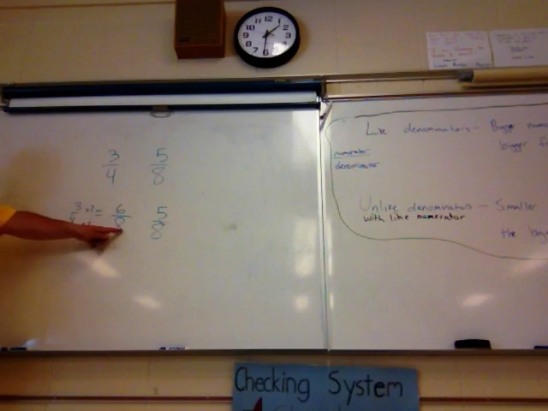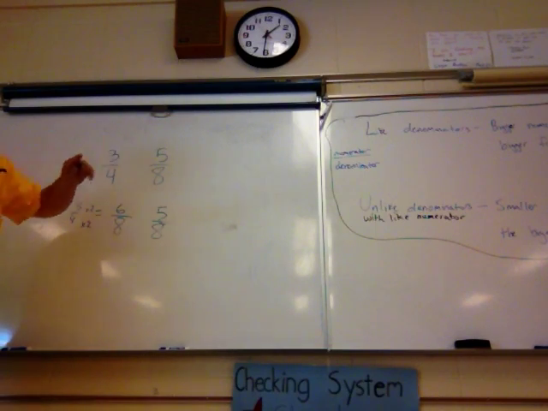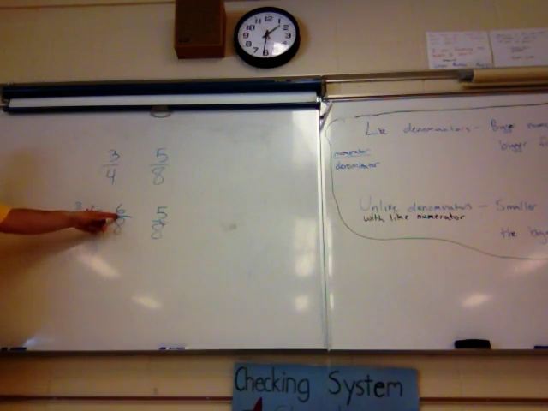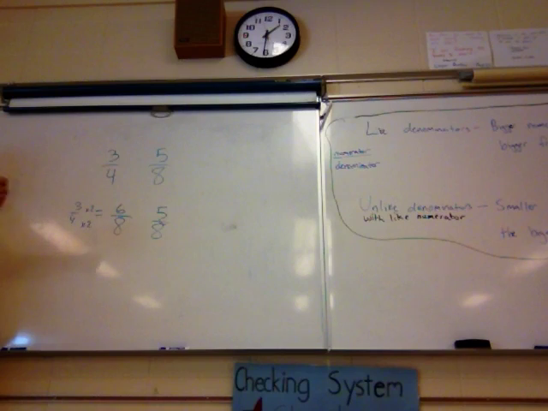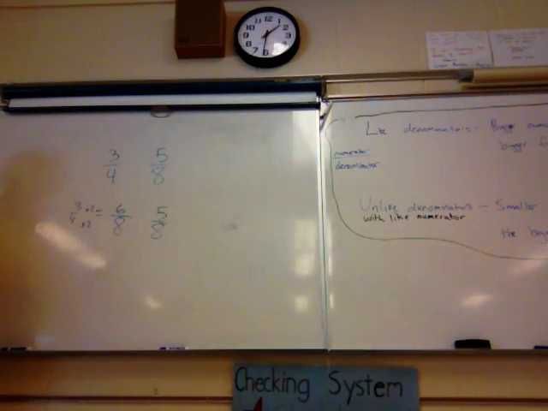We have like denominators, which means the bigger numerator is the bigger fraction. When we get like denominators, our world is so much better. Six is bigger than 5. 6 is bigger than 5. That's it.